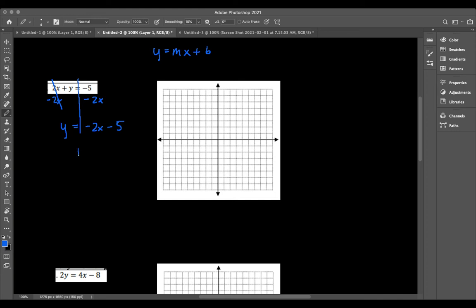All right, so what do we know? The b is negative 5. The m is negative 2 over 1. Now, why did I go negative 2 over 1? Because that tells me I have to go one space over to the right. And that's also the fraction form of the whole number 2.